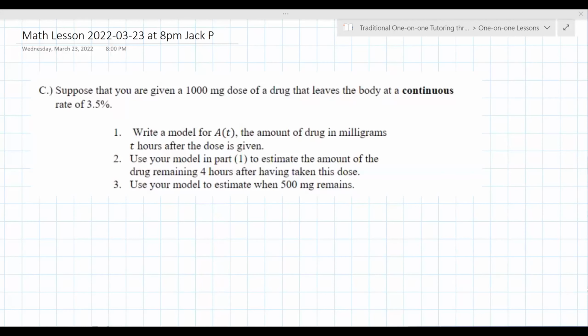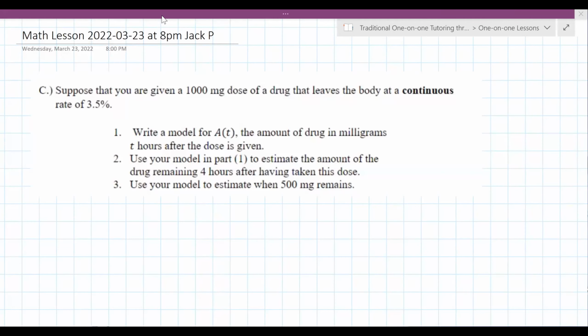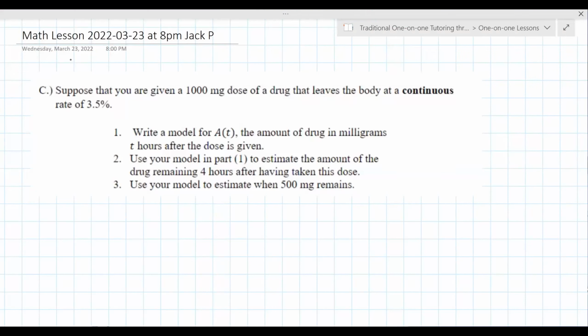You should be able to see this question here. There's an implied formula that is not given. The implied formula is the Pert formula. The Pert formula is used for continuous growth or decay.